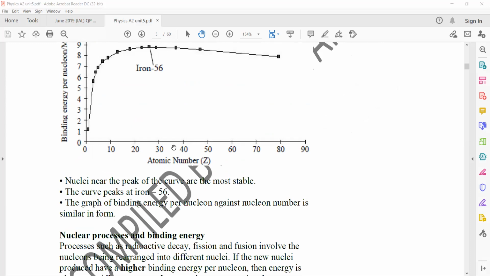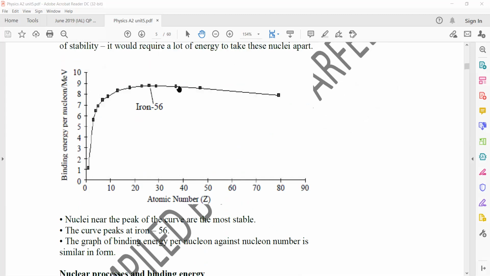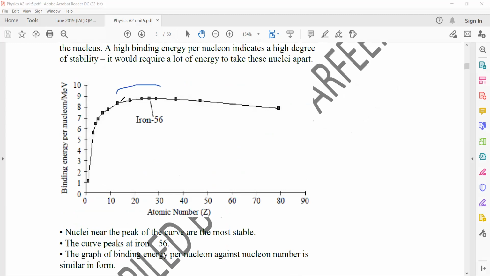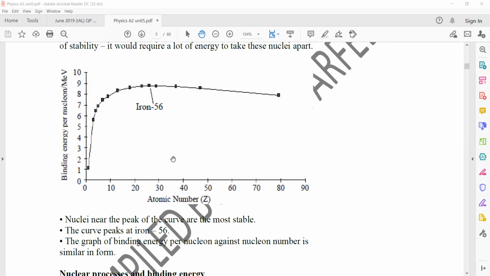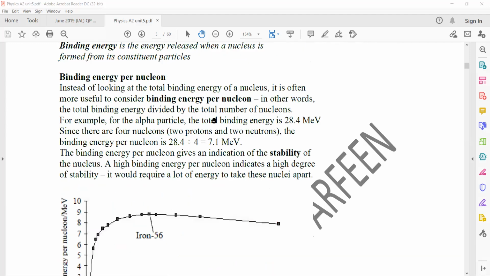So what is the characteristic of this curve? Nuclei near the peak of the curve are the most stable, like those you will find here. They are more stable as compared to others. The curve peaks at iron, which is 56, so it shows that iron has the highest value. The graph for binding energy per nucleon against nucleon number shows it in a similar way.